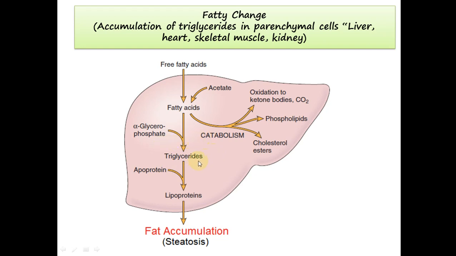Now the triglycerides accumulate in the liver, but there is a pathway in which these triglycerides combine with the apoproteins to form the lipoproteins, mainly the very low density lipoproteins, and that is a way of carrying these fats and triglycerides outside the liver. Now, any defect anywhere in these physiological processes may result in abnormal triglycerides and fat depositions in the cell.